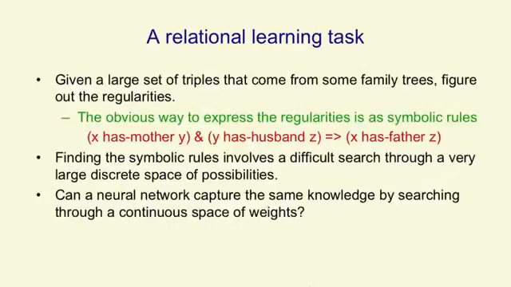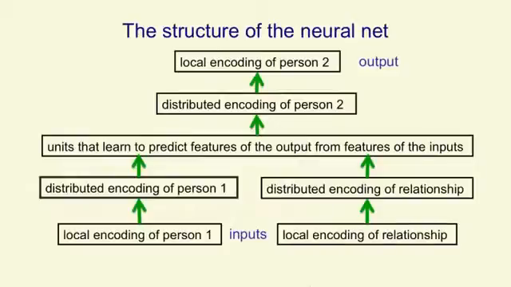And the way it's going to do that is we're going to say it's captured the information if it can predict the third term in a triple from the first two terms. So at the bottom of this diagram, we're going to put in a person and a relationship, and the information is going to flow forwards through this neural network, and what we're going to try and get out of the neural network after it's learned is the person who's related to the first person by that relationship. The architecture of this net was designed by hand. That is, I decided how many layers it should have, and I also decided where to put bottlenecks to force it to learn interesting representations.